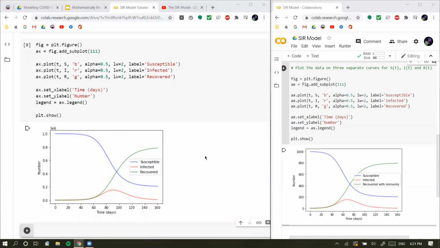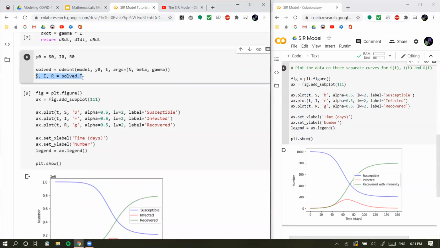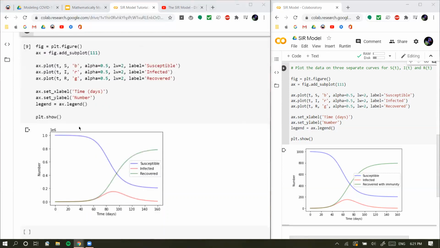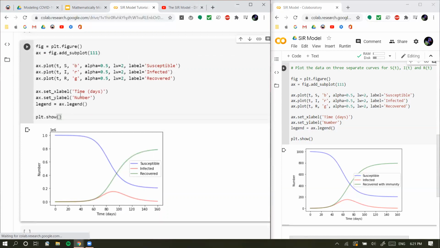Okay, hold on. Anna has an error. S is not defined. Okay, so the problem with that is this command isn't set up right. So S, I, R equals solved.T. So that has to be the problem. So yeah, this is really useful for scientists when they model this stuff in the real world.